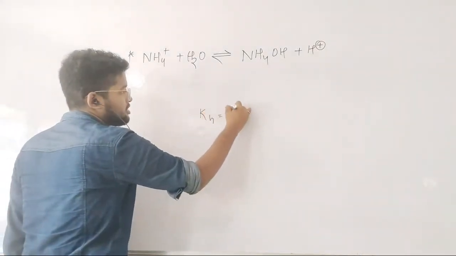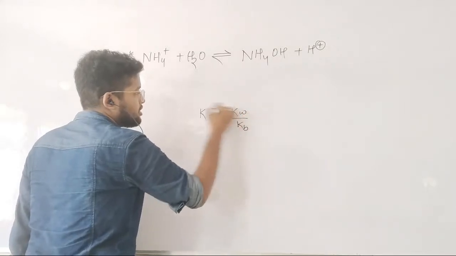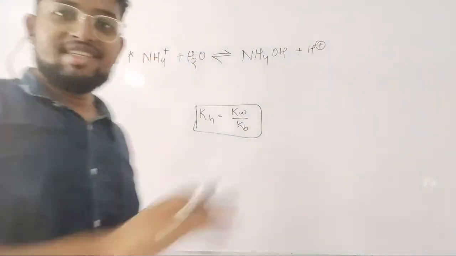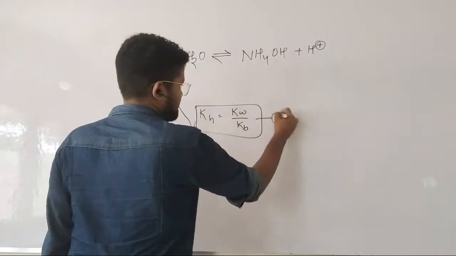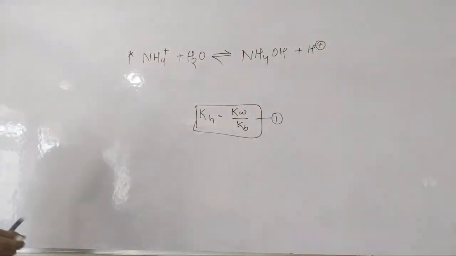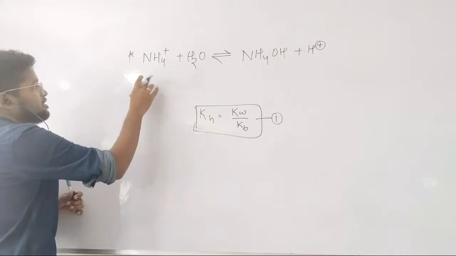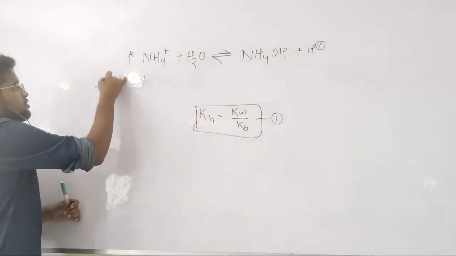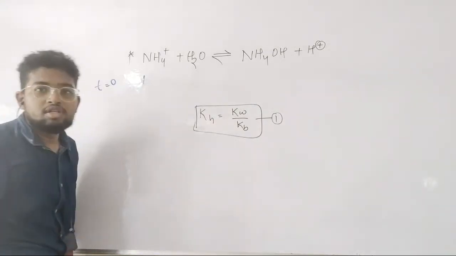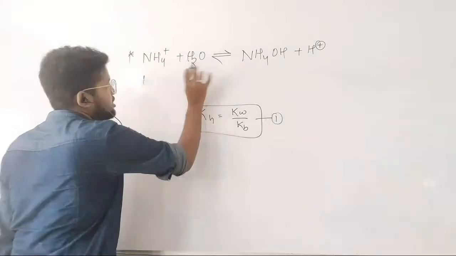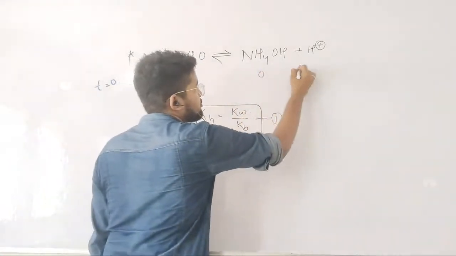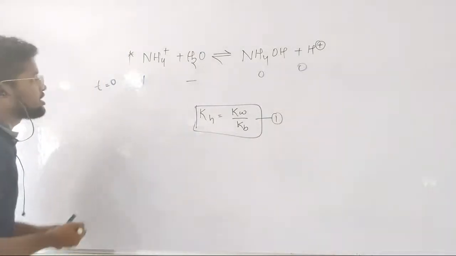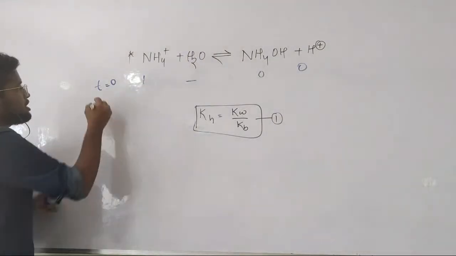Kh was coming as Kw by Kb. Do you remember this one? Now only we derived it. So let's see. Initially, at time t is equal to 0, let this be 1. Don't consider water, because this is in excess. The products will be 0 and 0, right? 0 and 0. Then at time t is equal to t equilibrium or t hydrolysis.